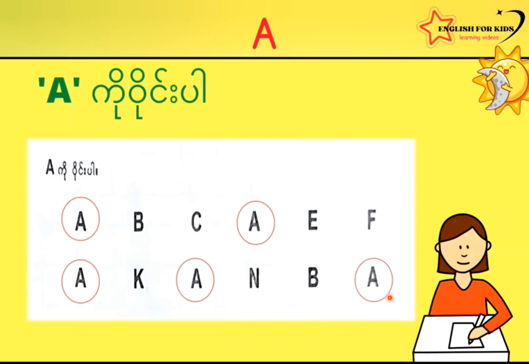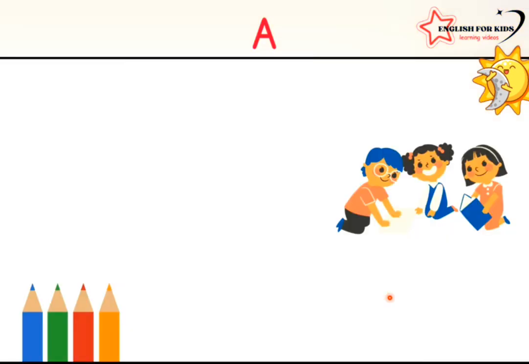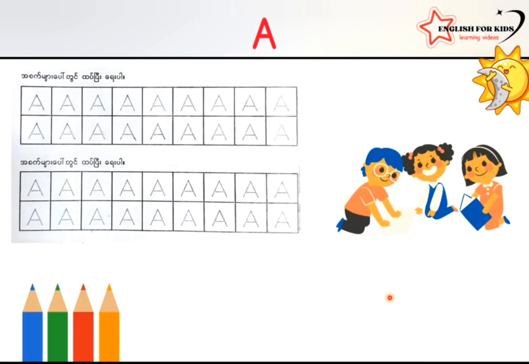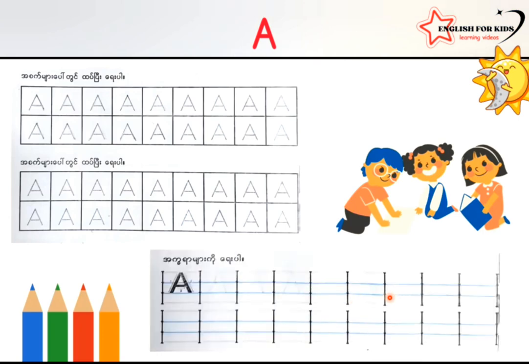Let's move on to the next exercise. Now you will see this in your textbook, and this one also. What you have to do is you will have to write letter A on these exercises. In the first one, you will have to trace letter A on the dots. And in the second one, you will have to write letter A on the lines. Before you do it on your own, I will be showing you how to do it. So look at it carefully.